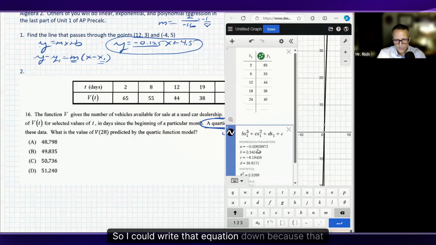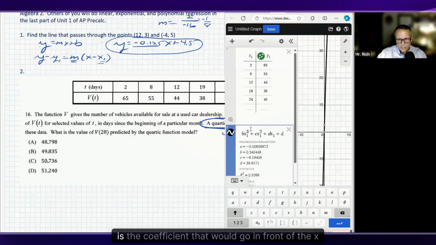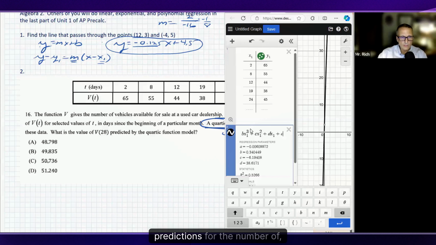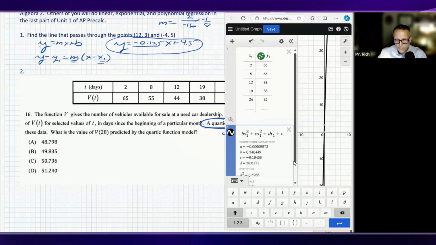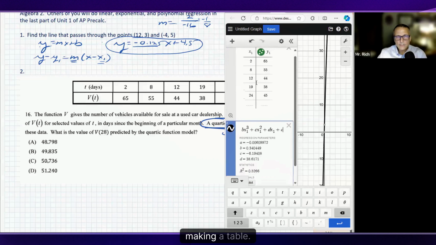So I could write that equation down because that negative 0.006 is the coefficient that would go in front of the x to the fourth term. The b would be the coefficient for the x cubed, and so on. And then once you have that written down, you could use that equation to make predictions for the number of vehicles at a particular day. All right. So I just wanted to show you that you could use Desmos to do that sort of regression analysis by making a table.